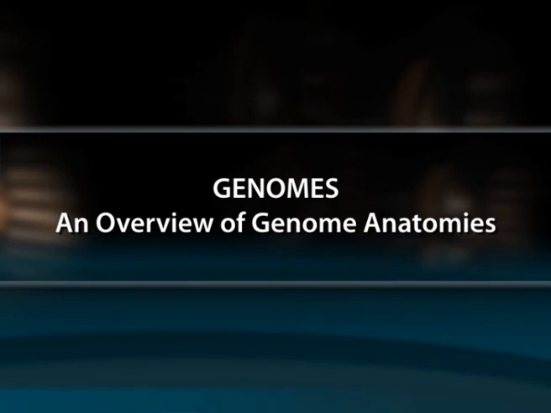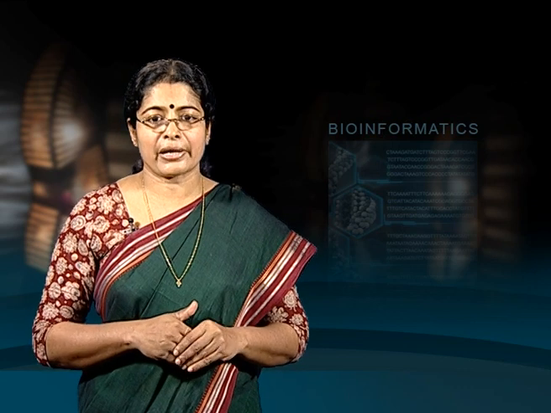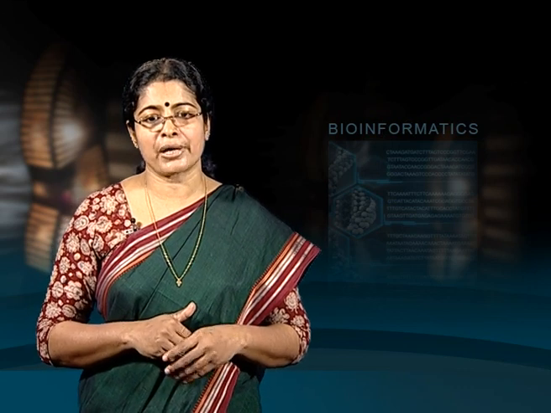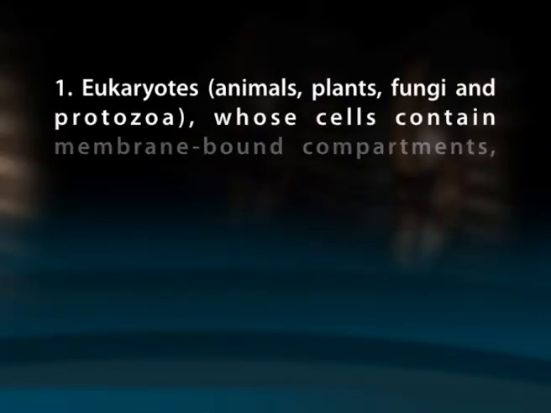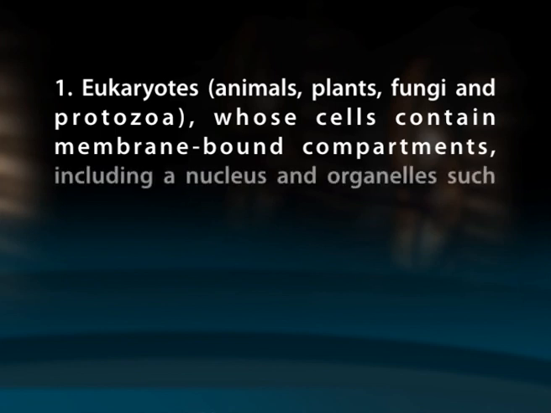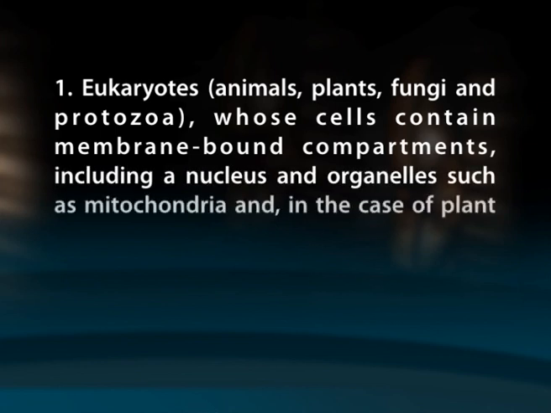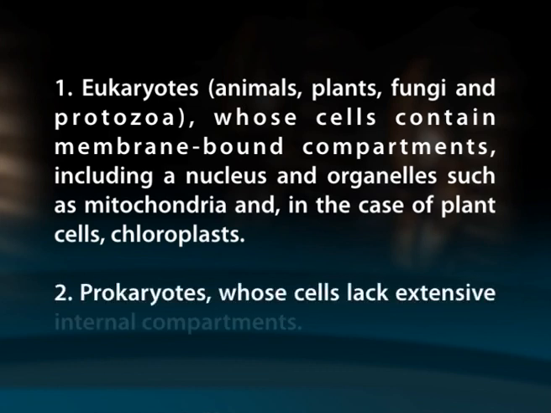Genomes. Let us have an overview of the genome anatomies. Biologists recognize that the living world comprises two types of organisms. One, the eukaryotes, which comprise animals, plants, fungi and protozoa, whose cells contain membrane bound compartments including a nucleus and organelles such as mitochondria, and in the case of plant cells, chloroplasts. The second group, prokaryotes, whose cells lack extensive internal compartments.